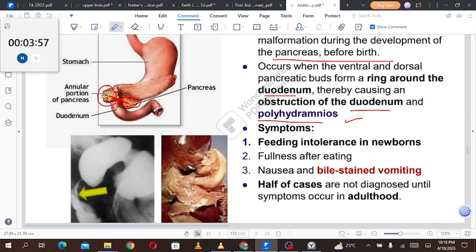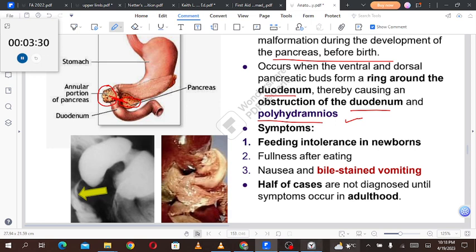So the pancreatic ventral and dorsal heads are forming a ring around the duodenum. The polyhydramnios occurs because the fetus cannot swallow the amniotic fluid. The circulation of the amniotic fluid occurs in such a way that the fetus swallows the amniotic fluid and then it urinates into the amniotic cavity, which gives a major chunk of amniotic fluid, and then it will swallow the amniotic fluid again. So this is the circulatory pathway. If the fetus, for any reason, cannot swallow it properly, there will be polyhydramnios.